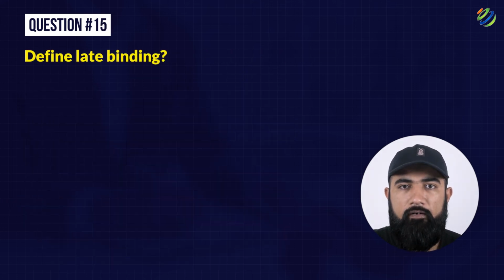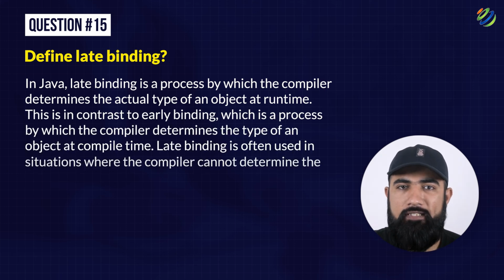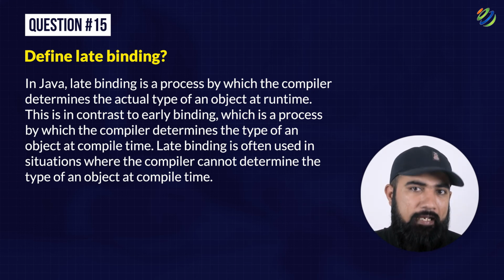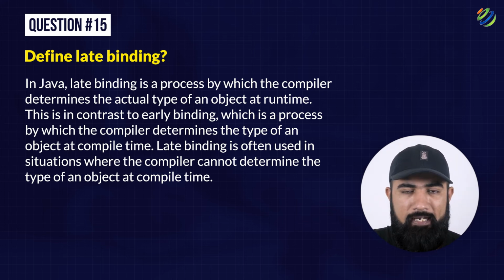Number 15. Define late binding. In Java, late binding is a process by which the compiler determines the actual type of an object at runtime. This is in contrast to early binding, which is a process by which the compiler determines the type of an object at compile time. Late binding is often used in situations where the compiler cannot determine the type of an object at compile time.